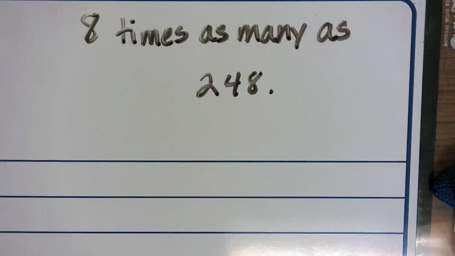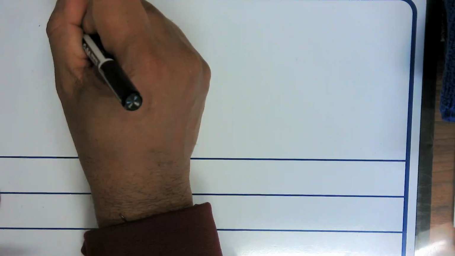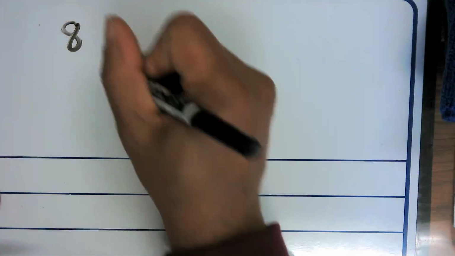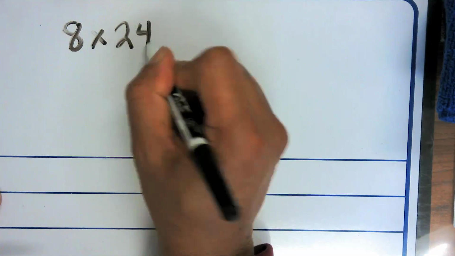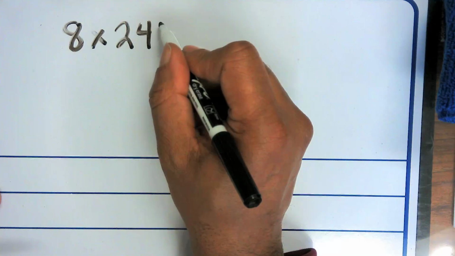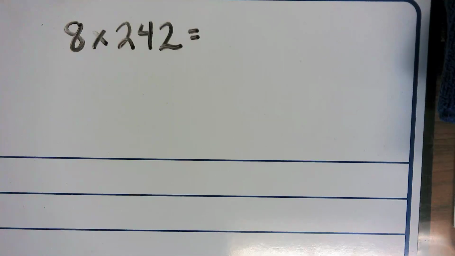One, two, three, eyes on me. 1, 2, eyes on you. Hopefully you all said, you know what, Mr. Hughes, I didn't get caught with your trick bag. I know 8 times as many as 248. If you were to express it, it would be 8 times 248. Now, whoa.